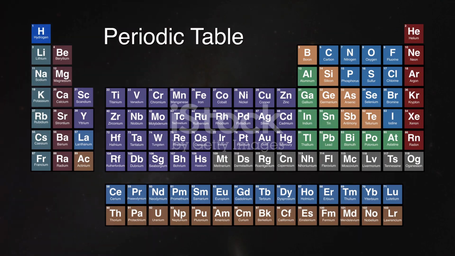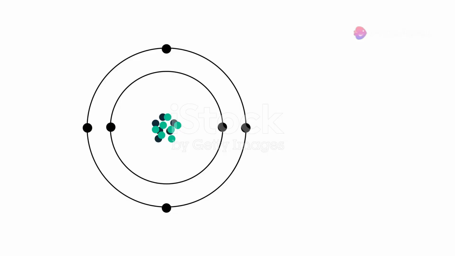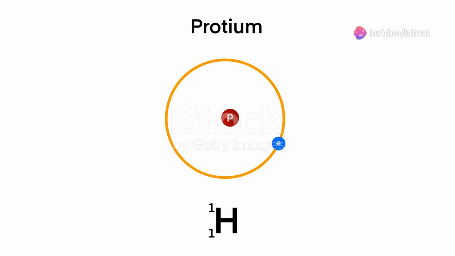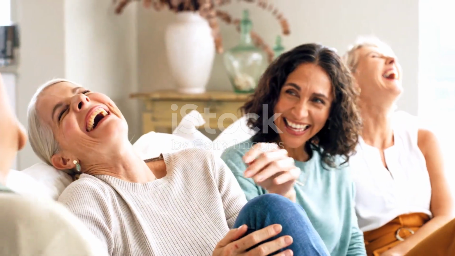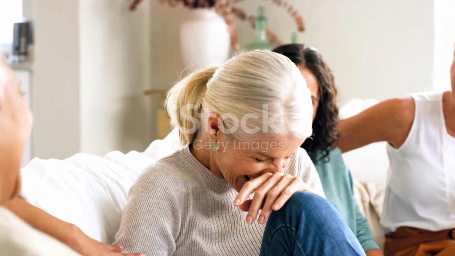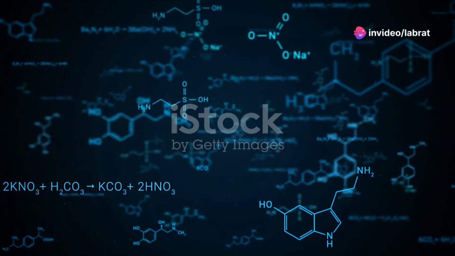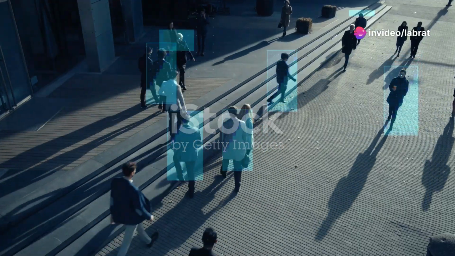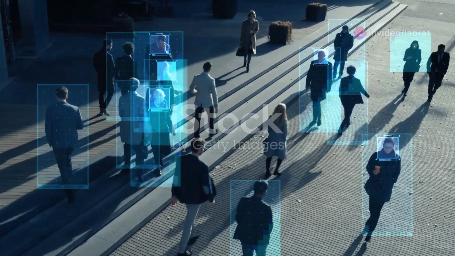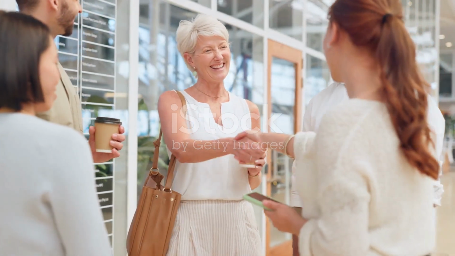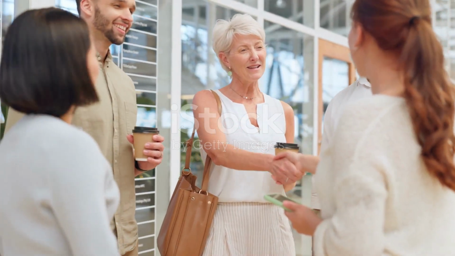The number of protons in an atom determines what element it is. For instance, all carbon atoms have 6 protons, while all oxygen atoms have 8. The number of neutrons can vary, creating different isotopes of the same element. And the electrons, well, they're the social butterflies of the atom, responsible for forming bonds with other atoms to create molecules and compounds. Think of it like this. Protons and neutrons determine the atom's identity, while electrons determine how it interacts with others.